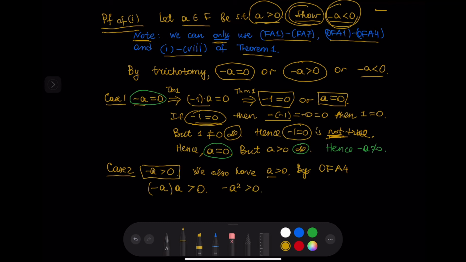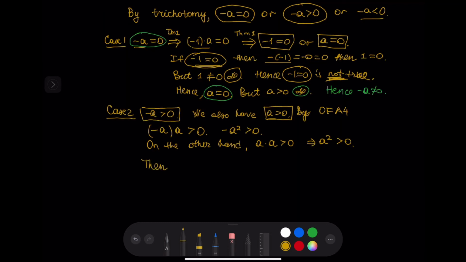Now you may say that's already a contradiction. Well, we haven't really shown that A squared is greater than or equal to 0. So we cannot use that yet. So on the other hand, if we take the inequality A greater than 0 and multiply it by A, we are going to get that A times A is greater than 0, which means A squared is greater than 0. So then we are going to have to come up with some kind of contradiction.